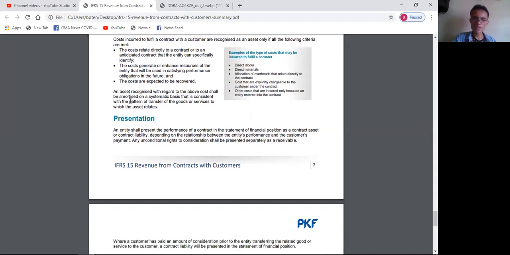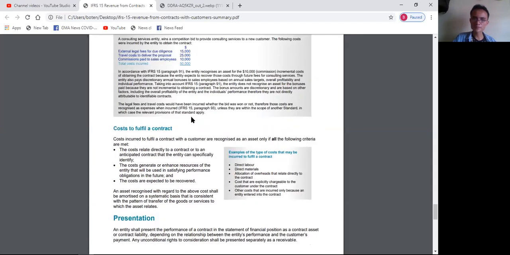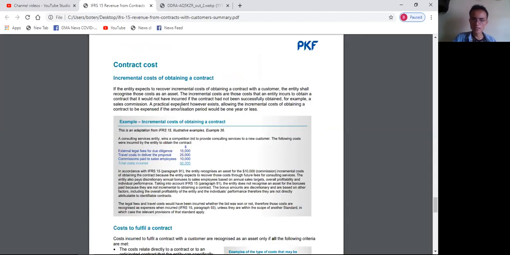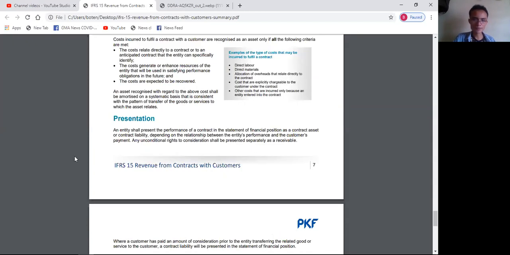Now, it's possible that an asset will be recognized with regards to the above cost if, again, we are going to amortize them, meaning we are going to divide the cost over the period if it is more than 1 year.